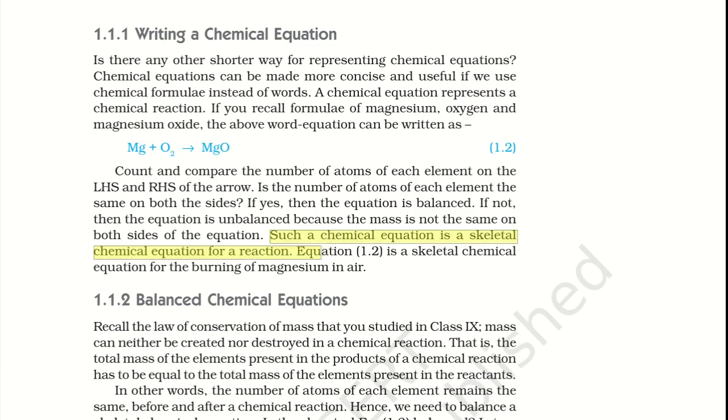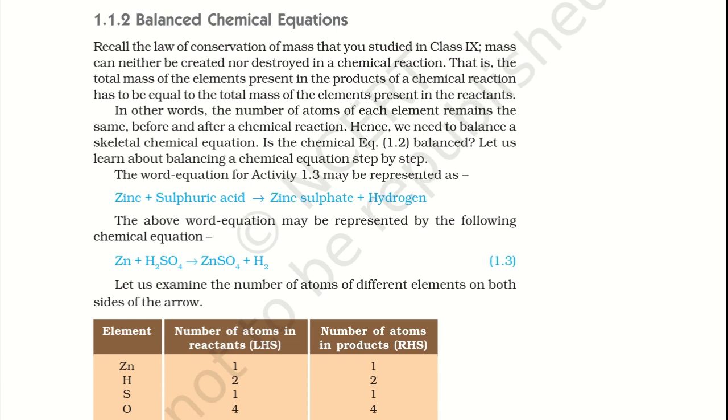Such chemical equations without any balance are called skeletal chemical equations. These are written just to understand which elements have taken part in the reaction. But this is not the correct form to write any chemical equation. For this, we need to balance the chemical equation. That means on the left hand side and the right hand side, the number of atoms of any particular element should remain the same. According to the law of conservation of mass, mass can neither be created nor destroyed in any chemical reaction.